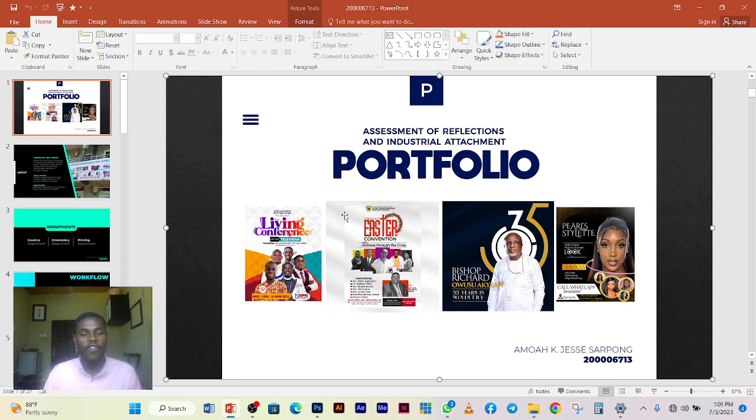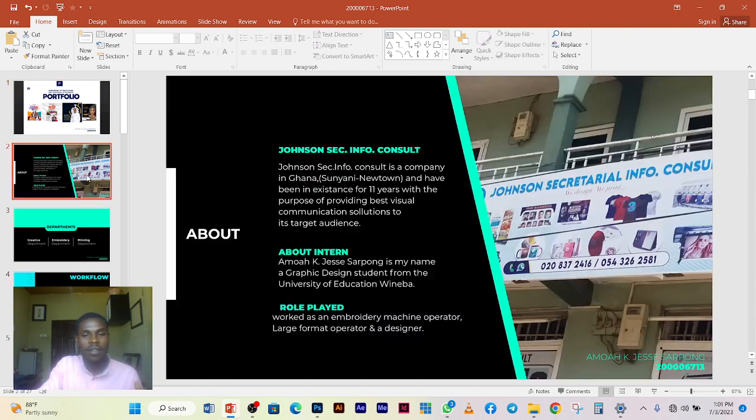On our first day of the visit, we were shown the various departments the organization is running. Basically, the organization helps solve visual communication problems. They do printing of banners, t-shirts, and other things. Perhaps they are into a lot.